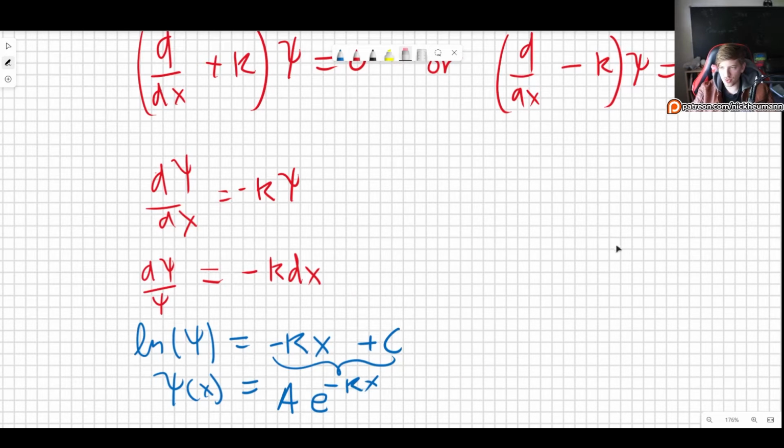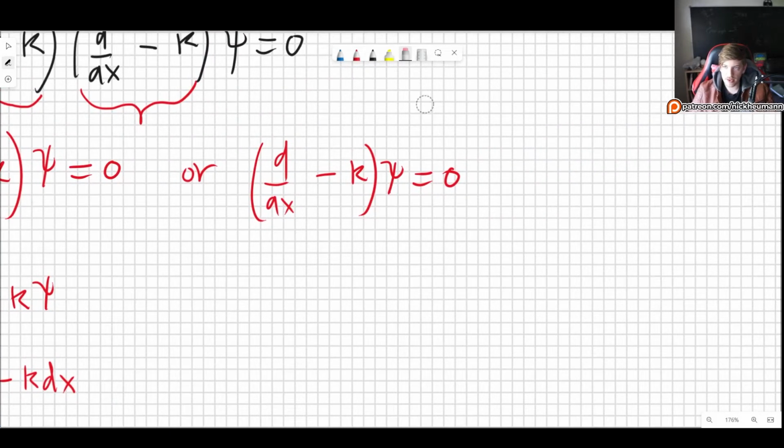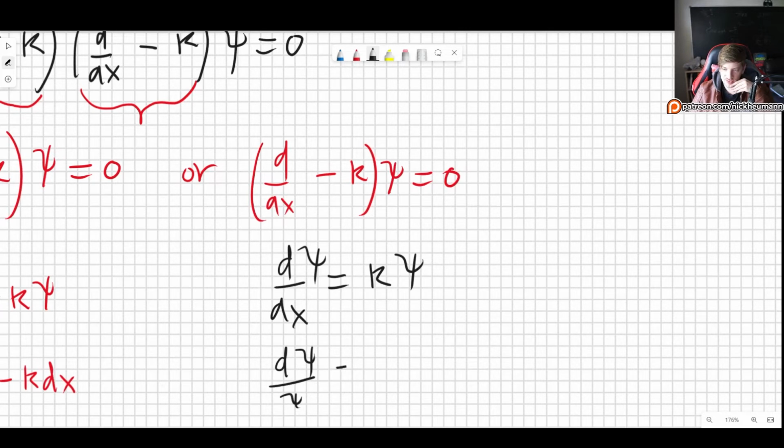Now let's go for the other case, right? Let's go for this one. Here, of course, it's going to be analogous. The only difference is a minus sign, right? So we get d psi dx equal to k psi. Oh, there's a psi supposed to be there. We do separation of variables. I'm going to go a little bit faster because it's the exact same thing, except that it's positive.